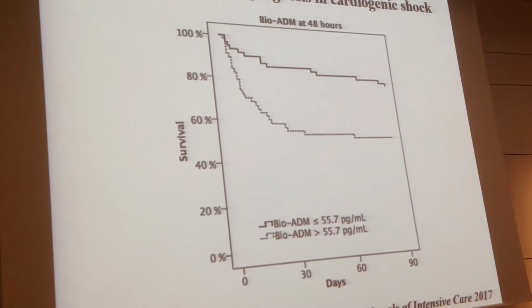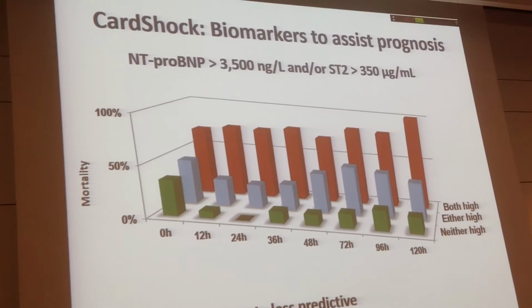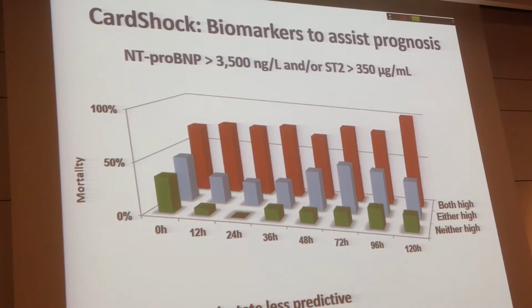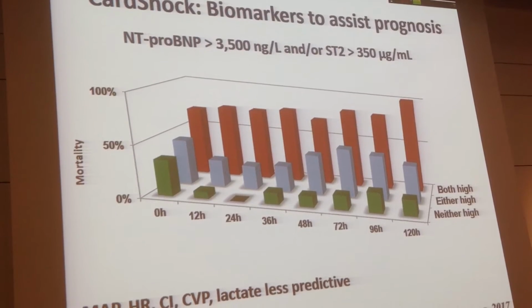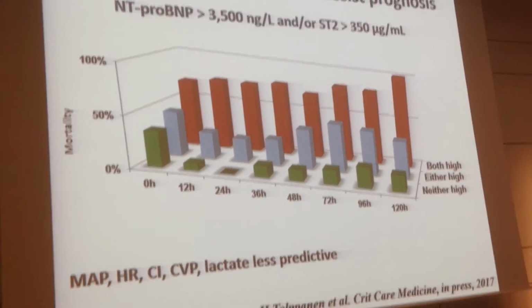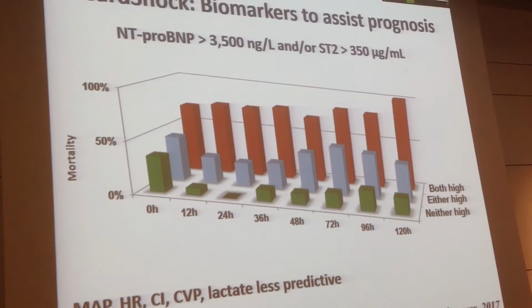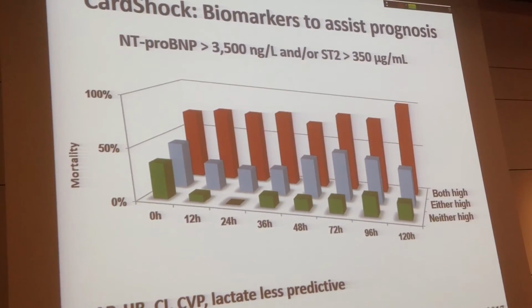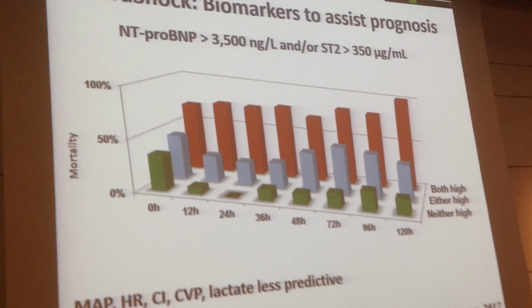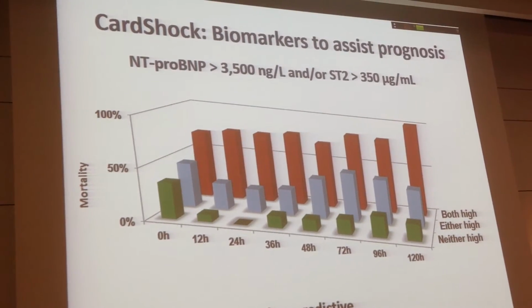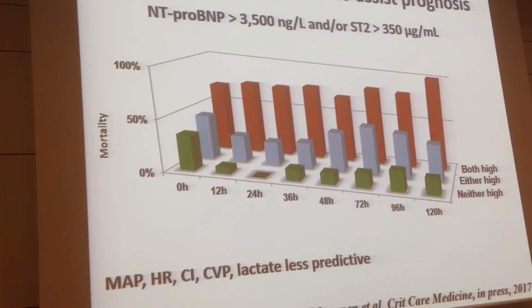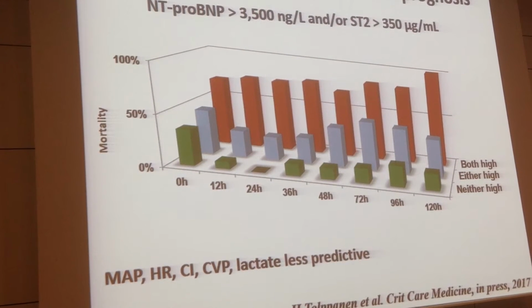But maybe the most impressive results are in this paper that was just accepted in Critical Care Medicine. Here, we looked at the combination of NT-proBNP and ST2. Now, this didn't come out of the sky. This is because in acute myocardial infarction without cardiogenic shock, it was shown that this combination works rather well. Then we decided to test it, and we were highly surprised by the results.